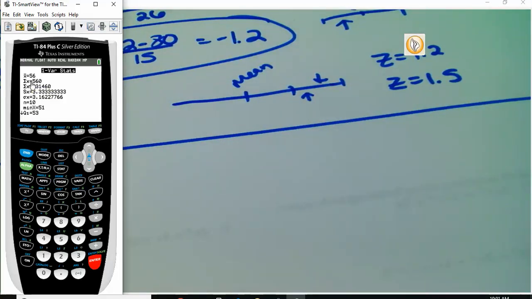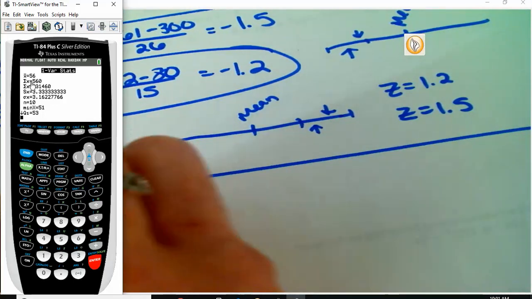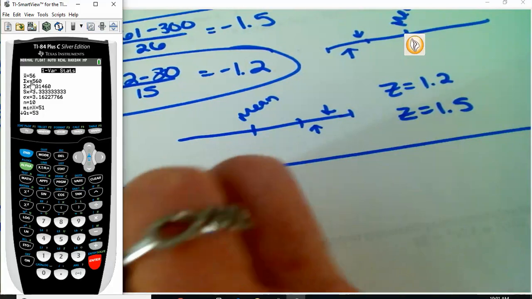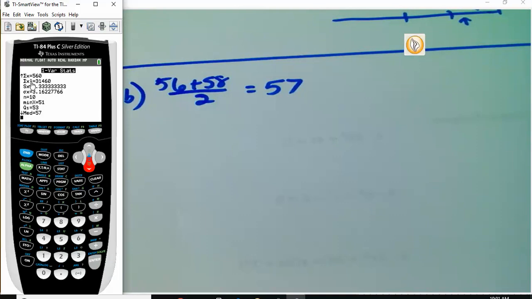Median, how do we get the median? That's the middle. You have to list them from small to large and find the middle point. So in this case, the middle would be between the 5th and 6th values, right? So you would have to average 2 of them. So when you list them in order, you do 56 plus 58 divided by 2, and you get 57. On the calculator, how do you find the median? If you scroll down, it's just MED, median is 57.